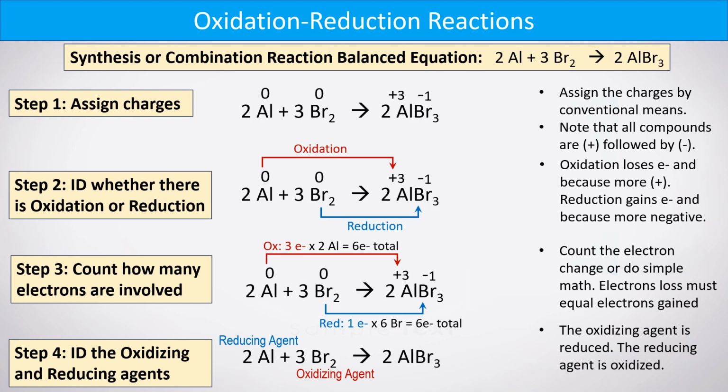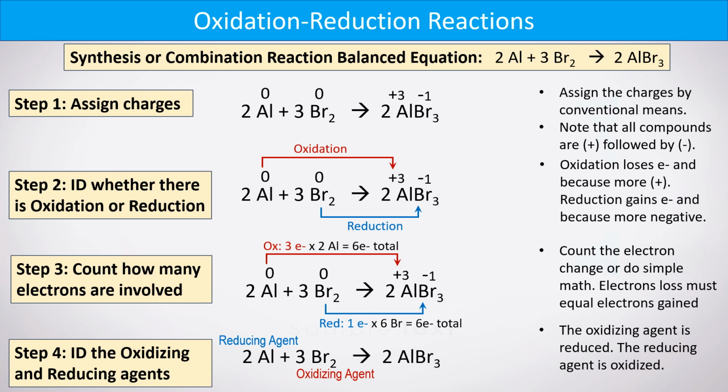Let's do another problem. Synthesis or combination reaction. We have the balanced equation here of aluminum plus bromine gas gives aluminum bromide. We do the assignment of the charges first. 0 and 0. 0 on aluminum because it's in the elemental state. 0 in bromine because it's in its elemental state. If we do the charge assignments to aluminum bromide by whatever conventional means you're used to, then aluminum's +3 and bromine's -1.